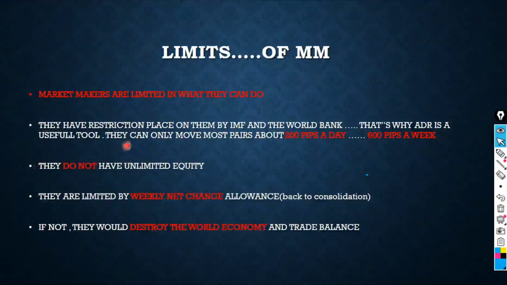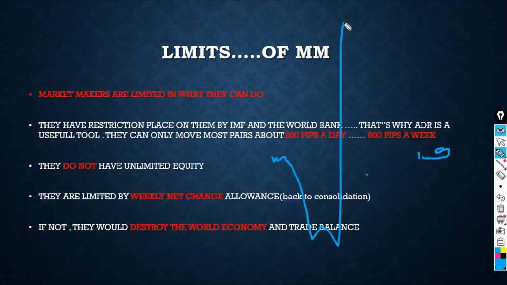They also do not have unlimited equity. When they buy, they need to sell, because they need to get some of their money back. They are limited by the weekly net change and the allowance. This is why price goes back into consolidation most of the time. Price comes in here at $50. At the beginning of the week, price will drop, make a W, make a high, and go back to $50. This might be $2. The numbers are too big, guys, don't consider them. This will be $30 maybe. You always go back into consolidation.